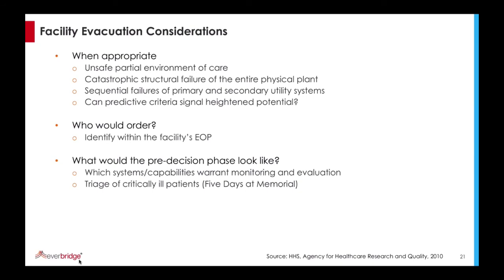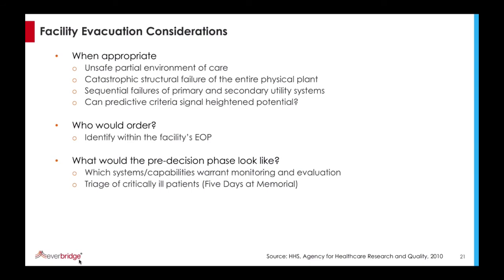It might be the sequential failures of primary and secondary utility systems. Your electrical feed has been disrupted, the emergency generator won't start. How much time do you have before the batteries in key systems run dry? Are there predictive criteria that can signal the impending problem that should be monitored routinely? Who orders it? That should be a part of your emergency operations plan.